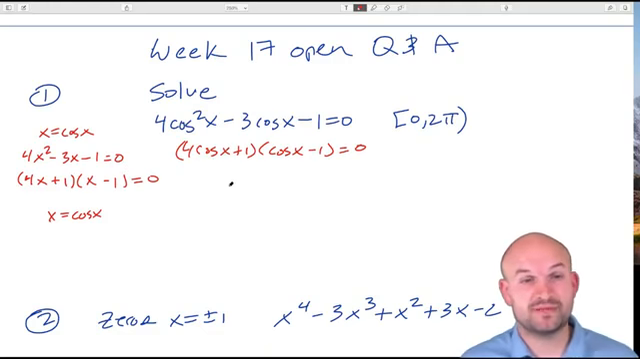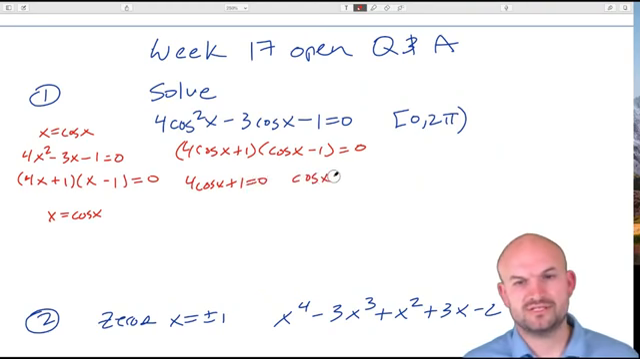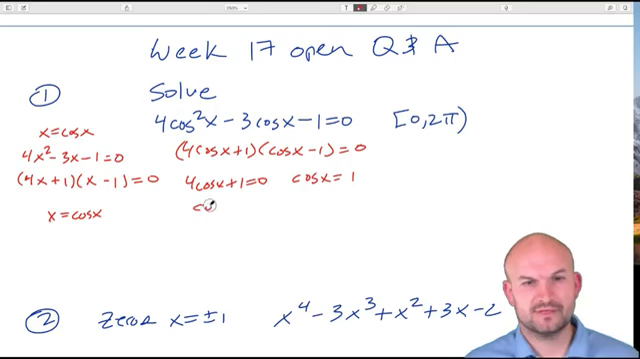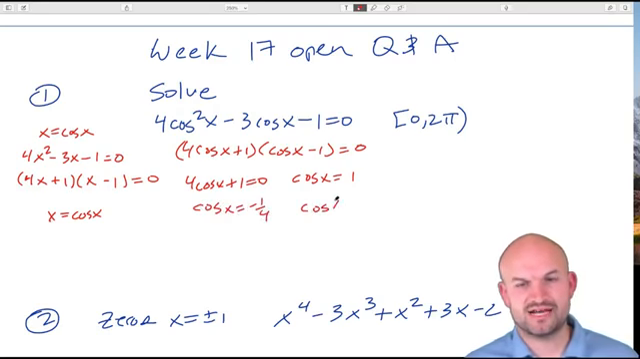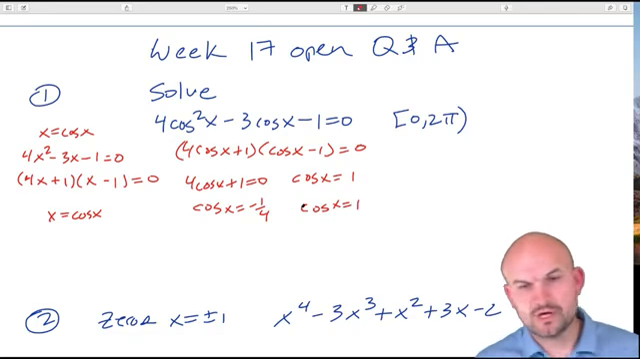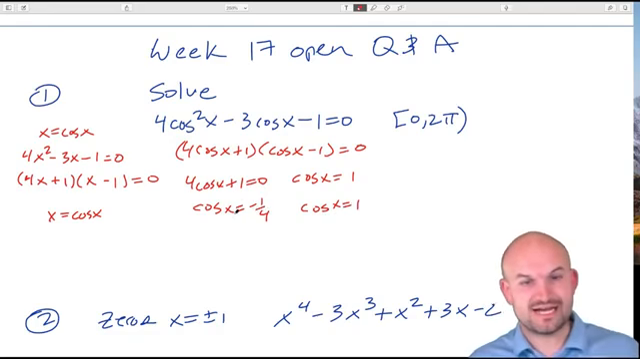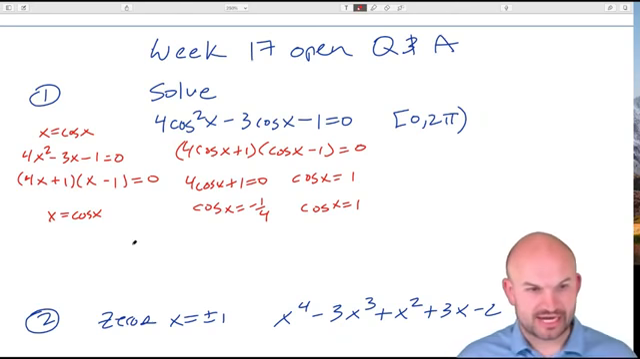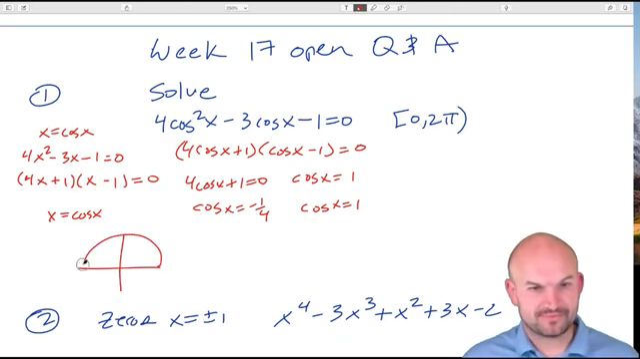Now I can go ahead and apply the zero product property. So 4 cosine of x plus 1 equals 0, and cosine of x minus 1 equals 0, so cosine of x equals positive 1. Now remember, cosine of x equals negative 1/4 here, and cosine of x equals 1. Okay, so remember, when we're using the inverse cosine function, that restriction is only between 0 and pi.